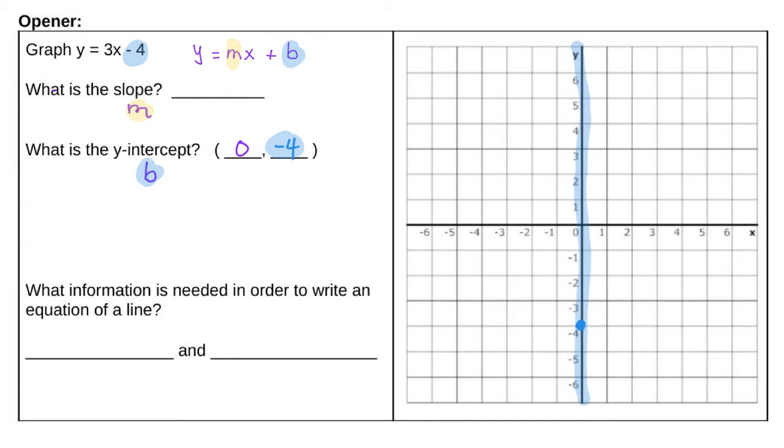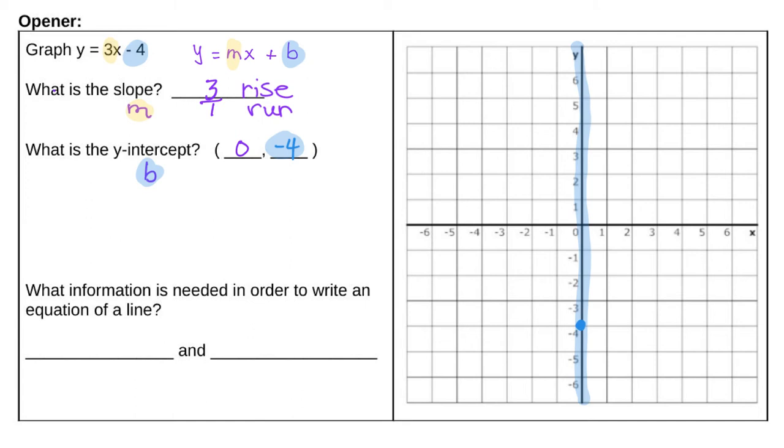Now we have to look at what our slope is. Our slope is the coefficient of x, or that number in front of x. It does not include x. And in this case, it's 3. How do I make 3 a fraction? 3 over 1 is what we can think of as our rise over run.